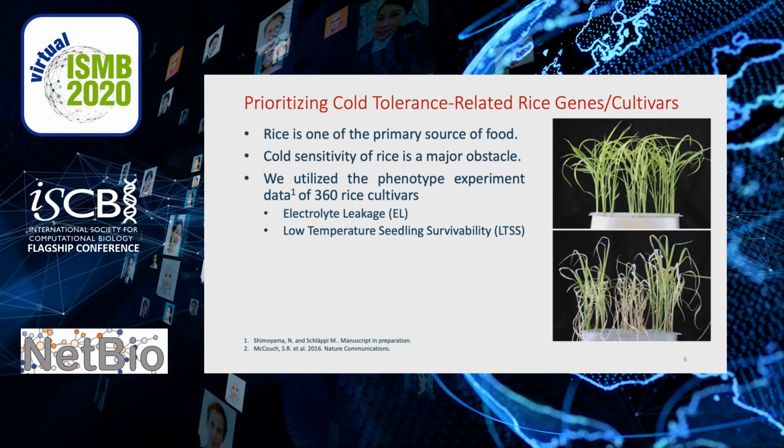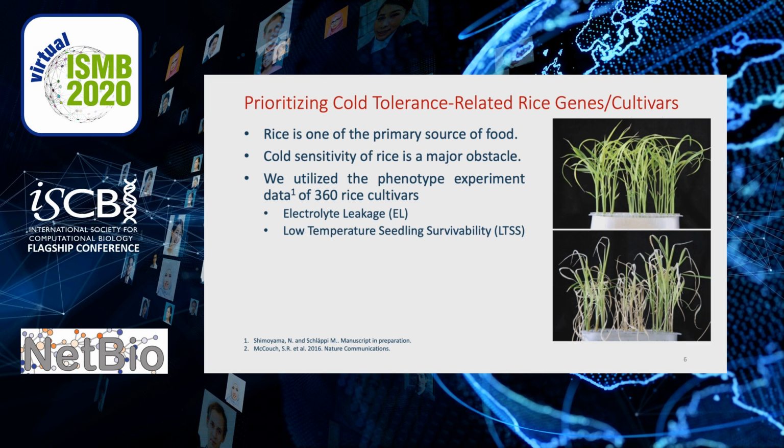We evaluated the performance of PhenoGeneRanker on a rice dataset. Rice is one of the primary source foods in the world. Cold sensitivity of rice is a major obstacle, especially in the northern hemisphere of the world. We collaborated with our colleagues from the Biological Science Department. We were interested in the cold tolerance mechanism of rice in early growth stage.